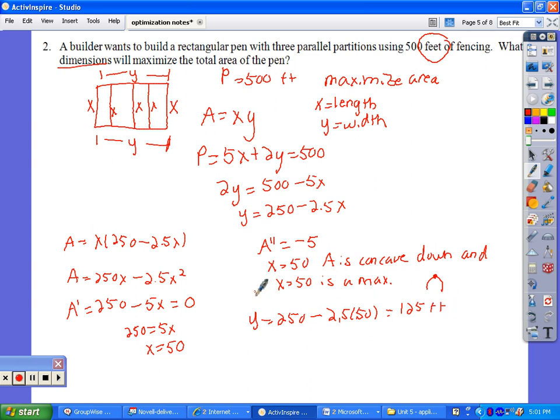Now, we also have to make sure that there aren't any endpoints. So again, if we come back, our restraints, x has to be greater than 0 and y has to be greater than 0 because it does not make sense to have a negative side length. And again, we can't have a side of 0, so we don't have to worry about our endpoints. And then we just want to answer the question. So the dimensions that maximize area are 50 feet by 125 feet.